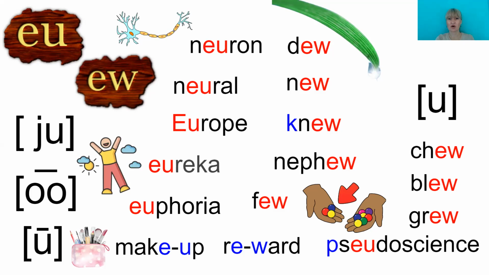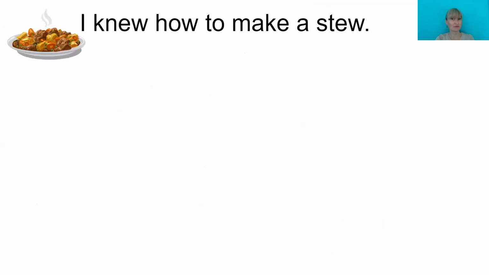And we are going to practice now to read these words in sentences. So first, I'm gonna, again, let you do that first. So try and read this sentence. I knew how to make a stew.